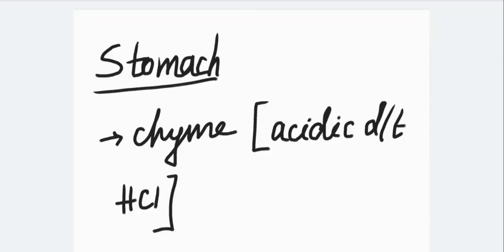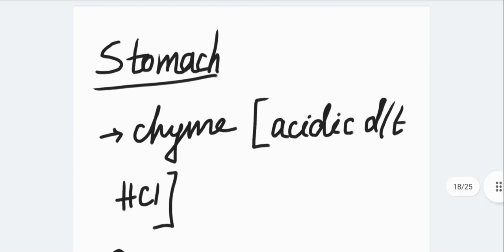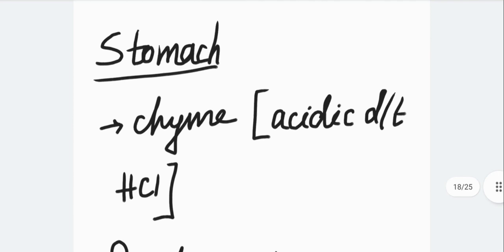Coming to the breakdown of complex food items. The stomach secretes HCl, as said earlier. It creates a highly acidic pH. The food after mastication from the mouth comes into the stomach, where it is mixed with the acid to form acidic chyme.